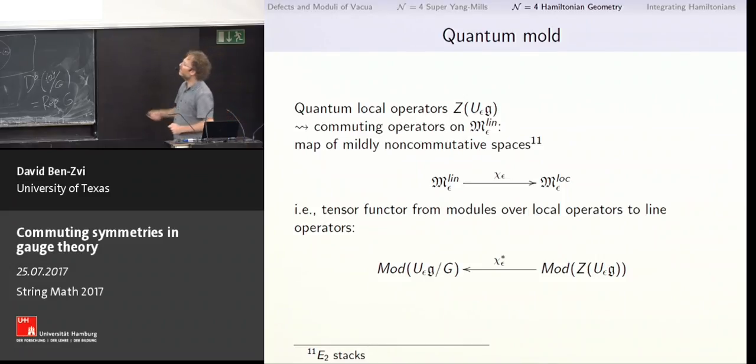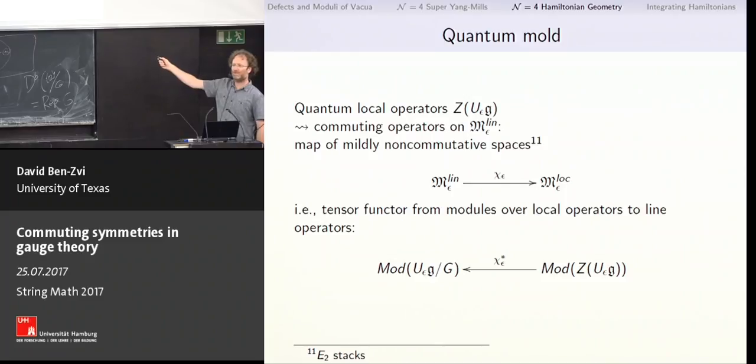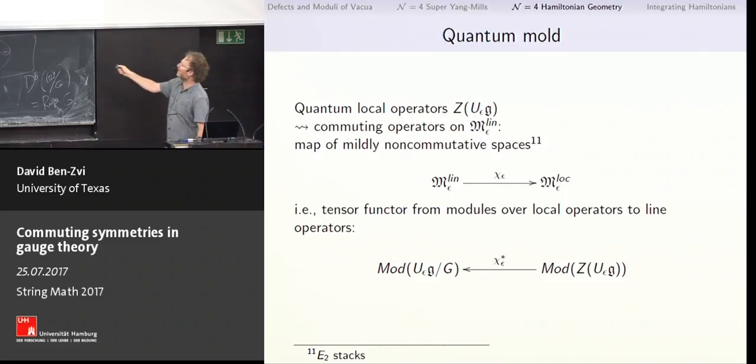And so you can do this. There's an analog of this map in the omega background, which is a kind of non-commutative integrable system. So it's a map of mildly non-commutative spaces. And again, what do I actually mean by a map between these epsilon spaces? It really means that you can pull back sheaves.